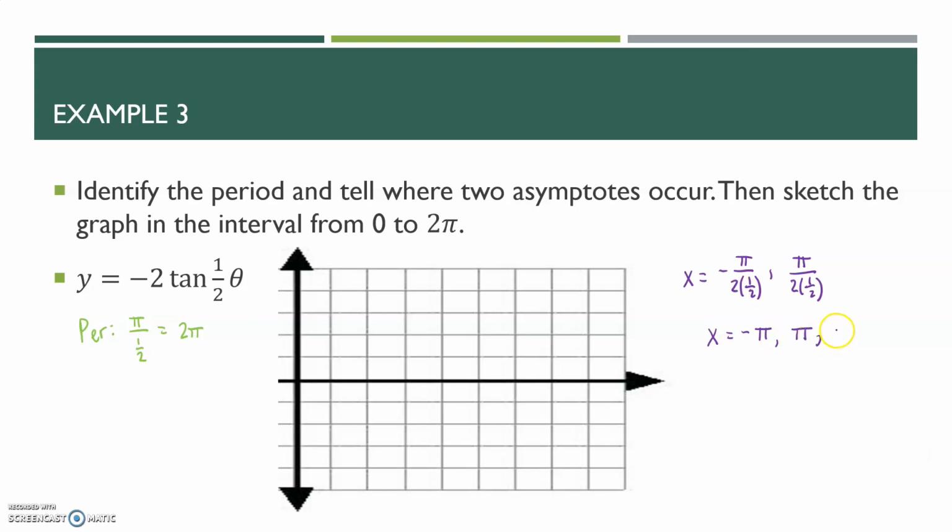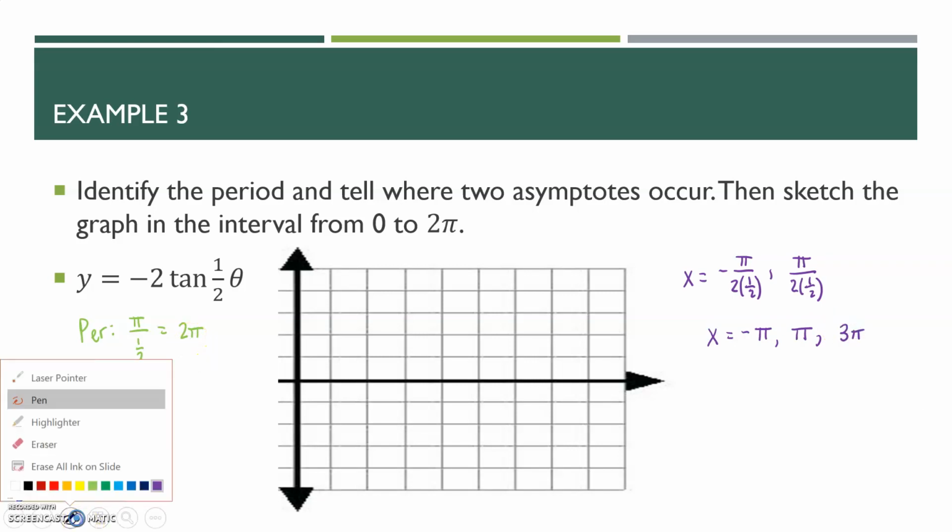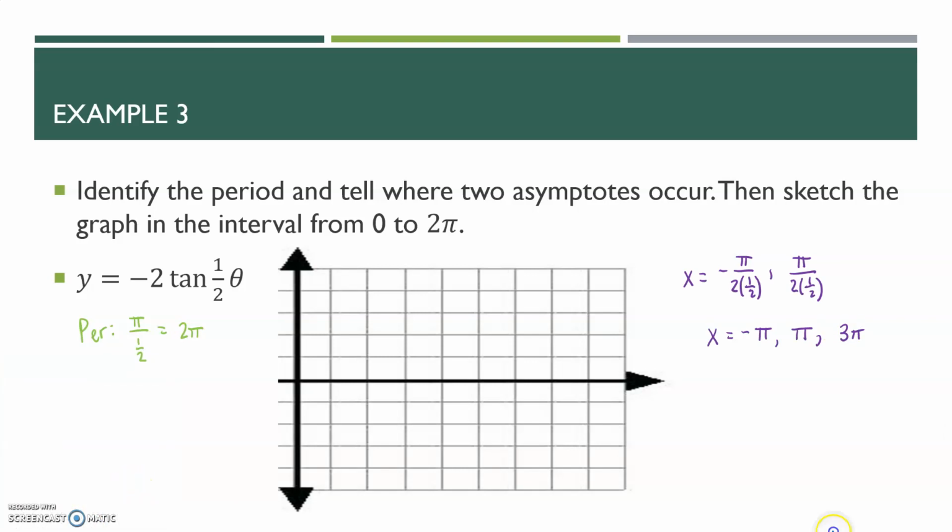So really, if I wanted to look at the positive side and see where my next asymptote would be, it would be at 3 pi. And I think that's helpful. I can show you why in just a second. So we've got 2 pi, pi over 2, and 3 pi over 2.